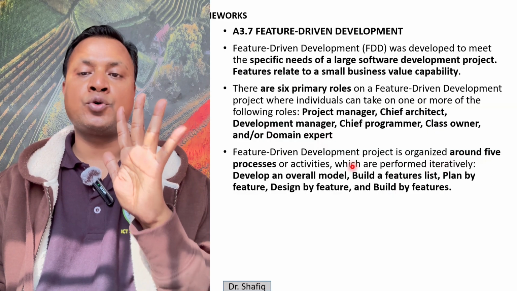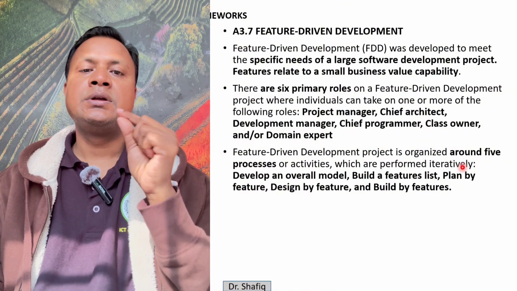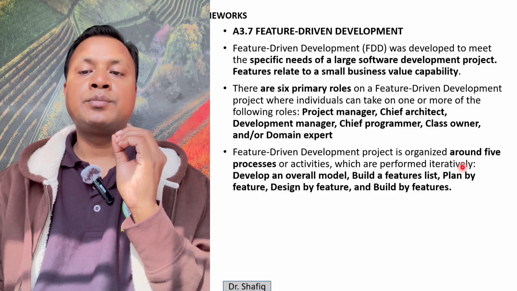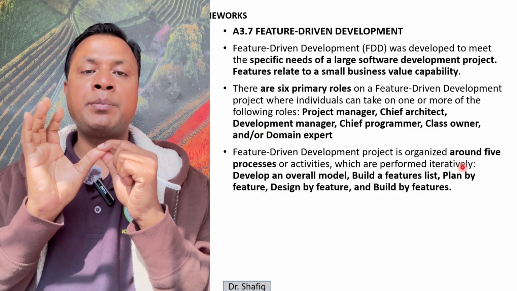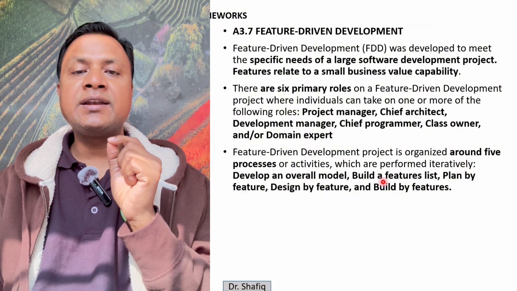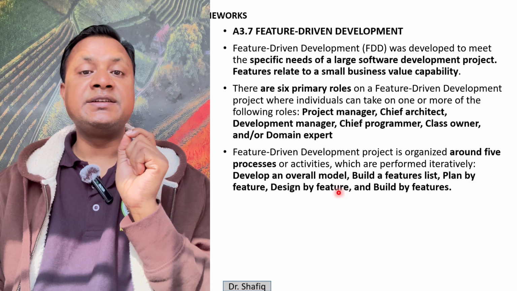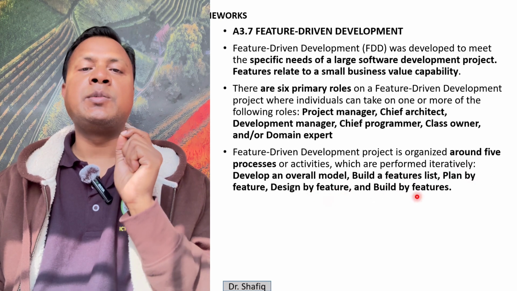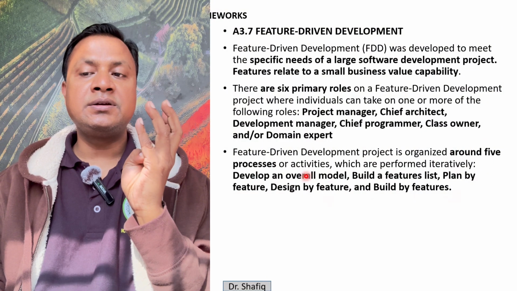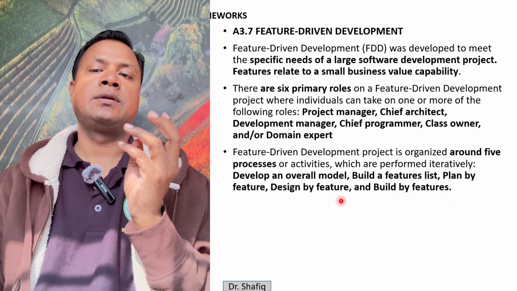And a feature driven development project is organized around 5 processes. There will be 5 processes or activities which are performed iteratively. So in each iteration, these 5 processes will be repeated again. Number 1 is develop an overall model. First develop an overall model, then build a feature list, then plan by feature, then design by feature, then build by feature.